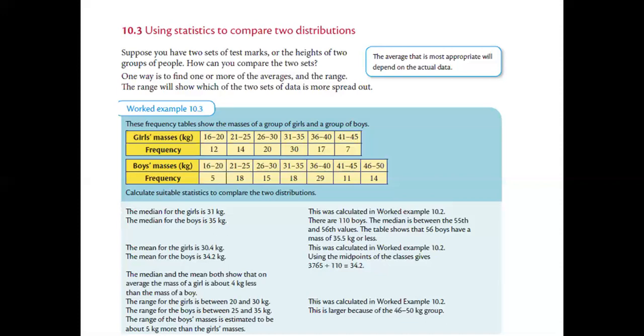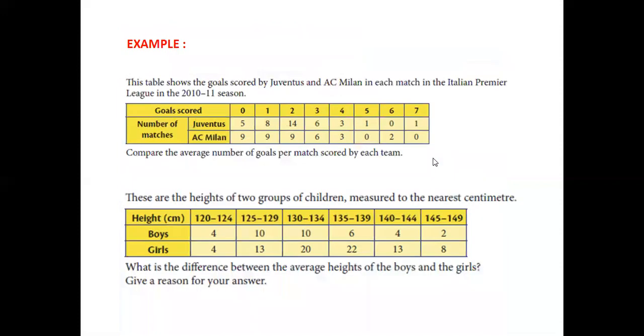Okay, there are two examples. This table shows the goals scored by Juventus and AC Milan in each match in the Italian Serie A, not Premier League, in the 2010 and 11 season. Okay, 9 years ago.